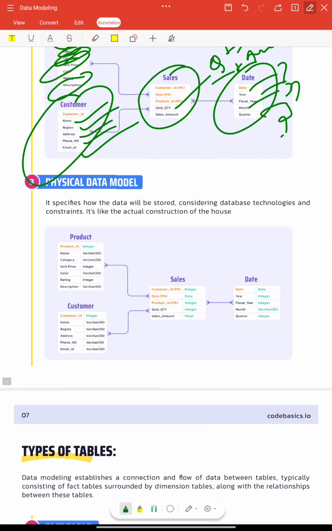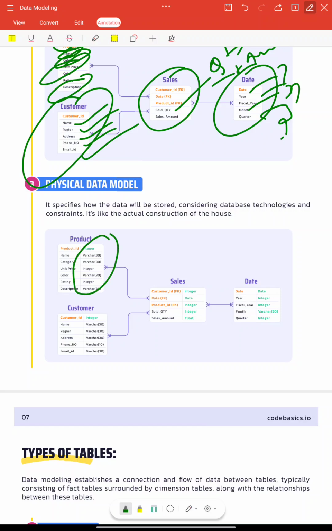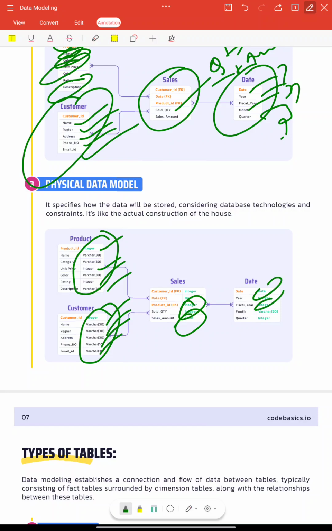Physical data model is how the above logical data is stored, in which data type, and in what kind of database. Name is varchar, address varchar, email varchar, everything. Sold quantity is integer, sold amount is float. Date is date format. So how the data is physically stored comes under the physical data model.